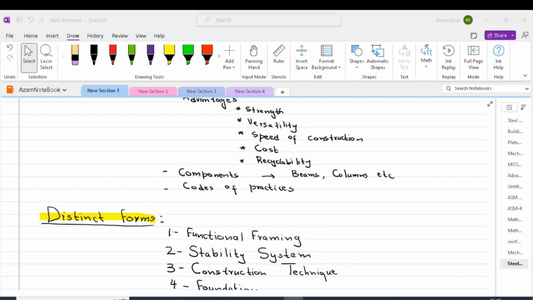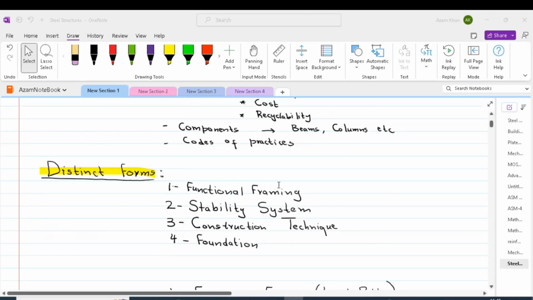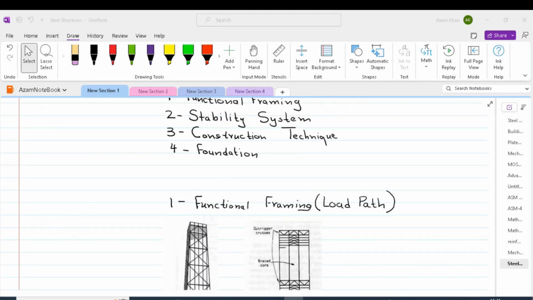So a question might arise: what are those parameters which make one type of structure form different from another type? We can come up with four important parameters which will distinguish one form from another. The first one is the functional framing. As we said, the functional frame can be either a skeletal frame, a portal frame, a truss frame, an arch frame, a cable frame structure, or an industrial frame structure.